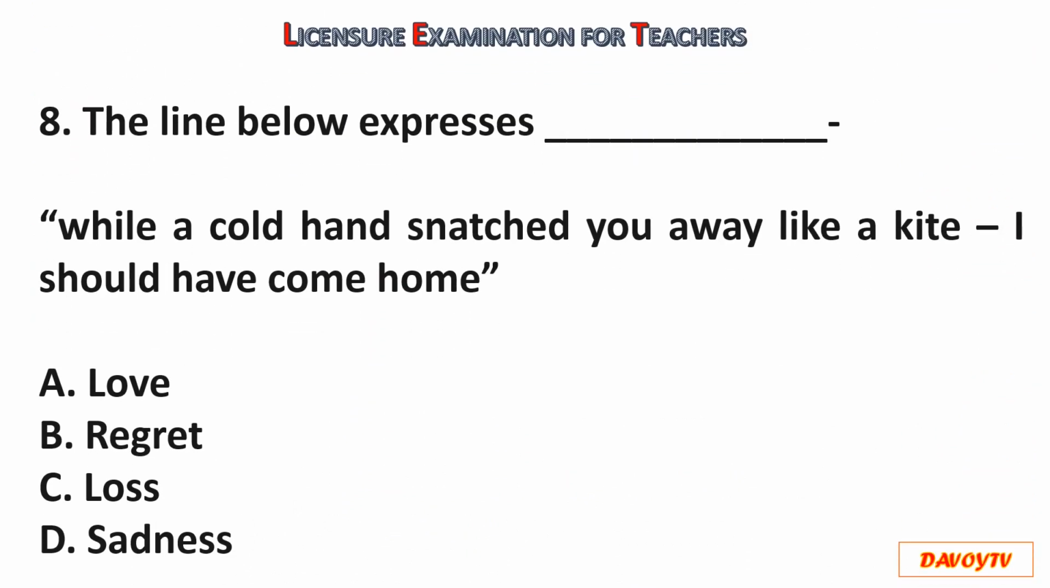Question number 8. The line below expresses blank. While a cold hand snatched you away like a kite, I should have come home. A. Love. B. Regret. C. Loss. D. Sadness. The correct answer is letter B. Regret. The speaker laments not having come home, feeling a deep sense of regret for missing a moment due to circumstances beyond their control. It's heavy with emotion.